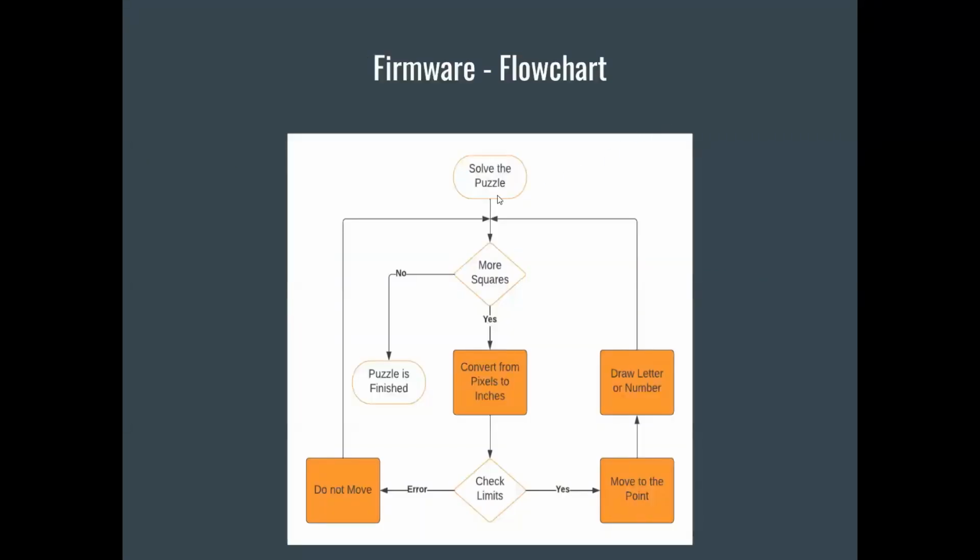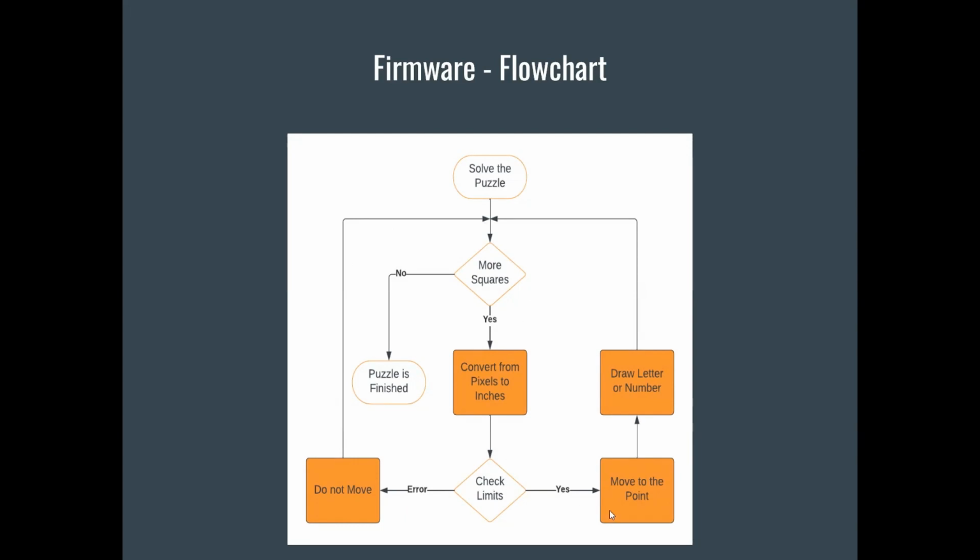The basic flowchart for the firmware starts when we start solving the puzzle. First, we check if there are any squares that still need to be filled in. If there are more squares, we convert the pixel centroid location into the inch centroid location, which the robot will use to move. Once we have our inch measurement, we will check to make sure this measurement is not outside of our limits. If it is outside of our limits, we get a soft error, the robot does not move, and we go on to the next square.